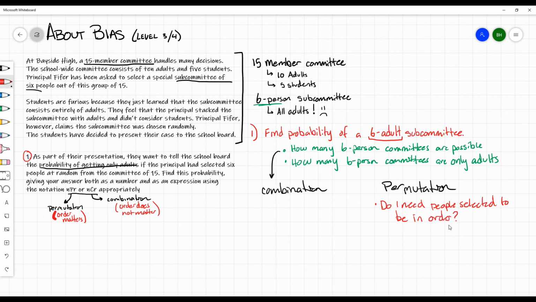In other words, do I need the 6 adults that I have chosen to be adult number 1, adult number 2, adult number 3, adult number 4? If the answer is no, which it is, I don't need them to be in order, then this would be a combination problem. Okay, so this is in fact a combination problem. We don't care about the order of the adults. We just want a combination of adults that are in the group to prove to the school board that they are biased. Maybe. We'll see.